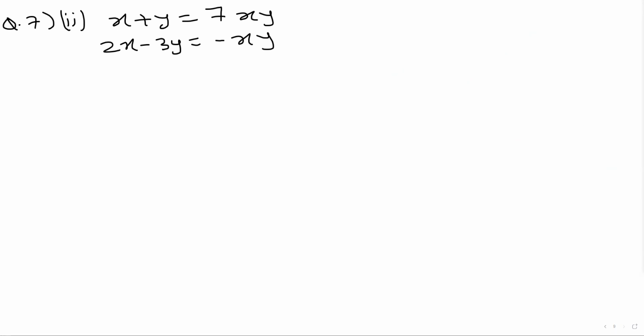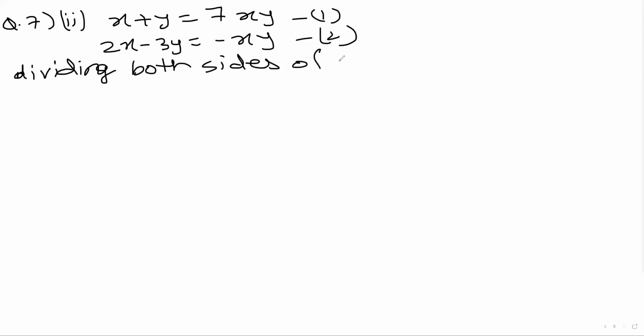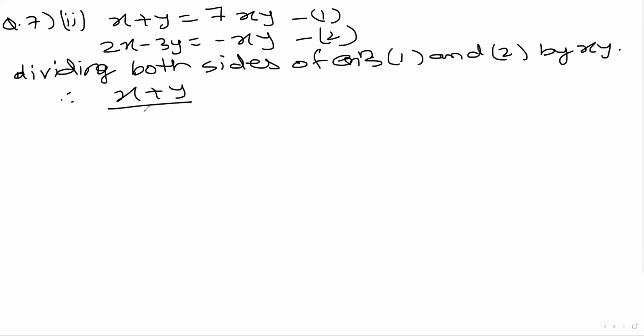Let us say call this 1, call this 2. Dividing both sides of equations 1 and 2 by xy. So what do you get? You get x plus y upon xy is equal to 7xy upon xy. So xy will get cancelled. This is I'm talking about equation 1.